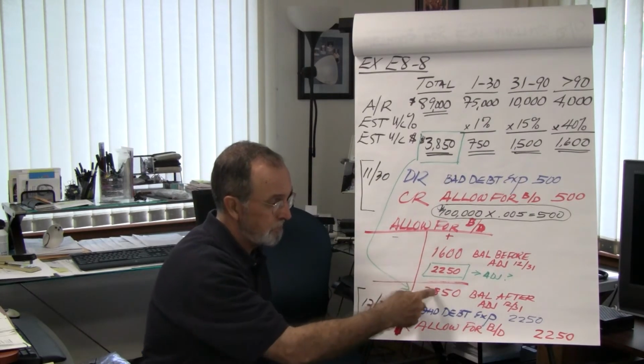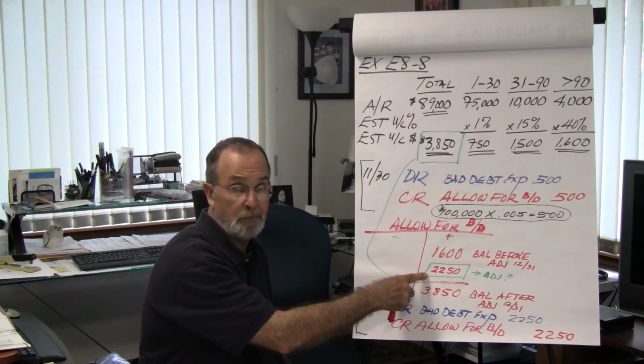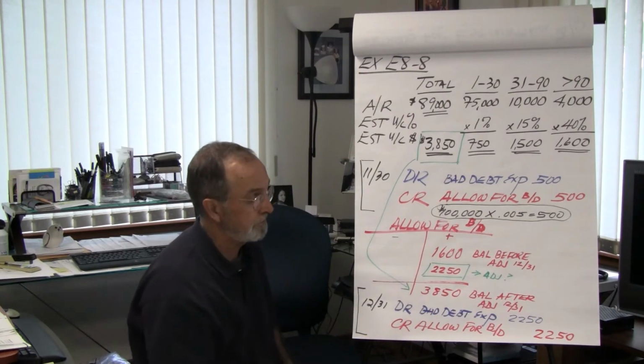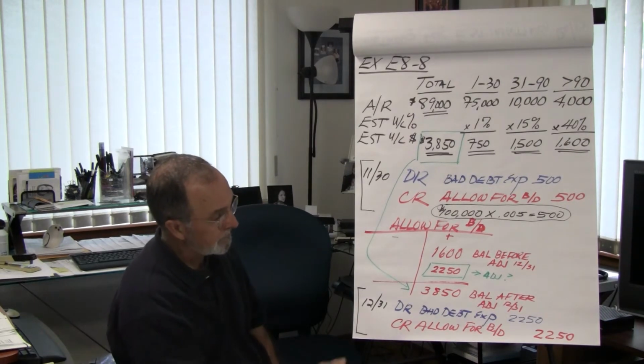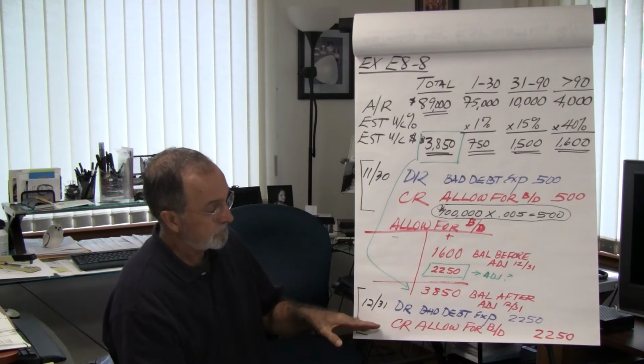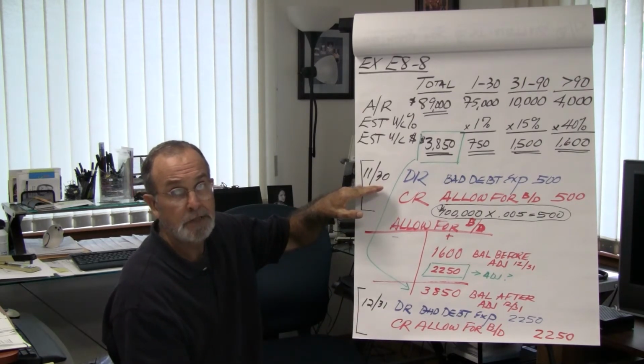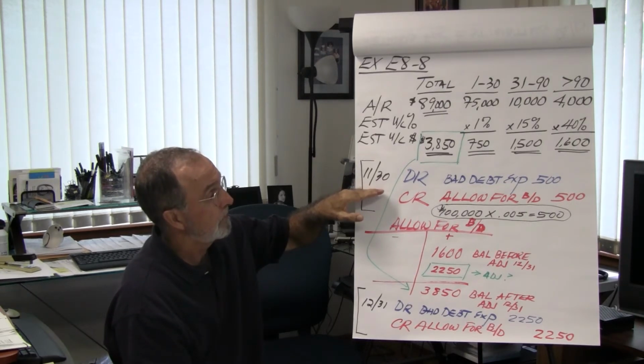So in this case, we simply subtract these two amounts to come up with the adjustment amount of $2,250. Then we do the journal entry, and the debit and credit accounts again are the same as what we used for the percentage of credit sales method.